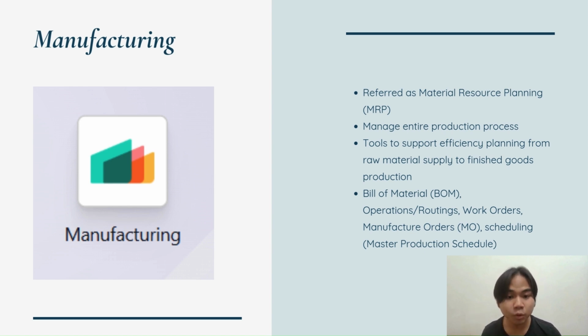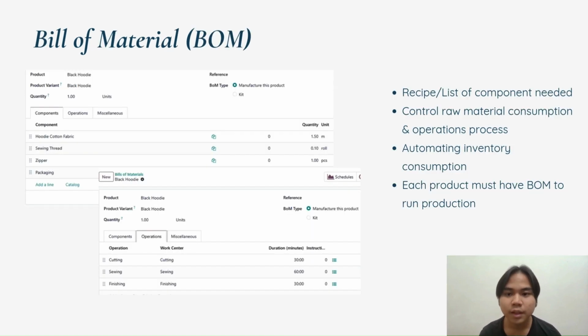Some of the features or modules provided in manufacturing are bill of material BOM, operations routing, work orders, manufacturer orders MO, and also scheduling, which is the master production scheduling. Now let's talk about the bill of material BOM. This is a very important part, especially in manufacturing.